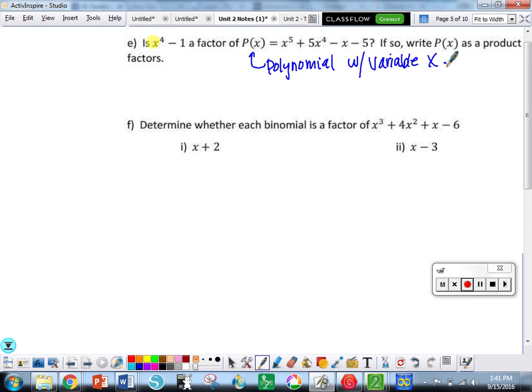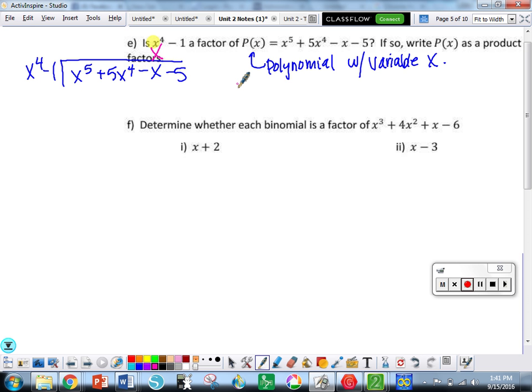So let's divide this out. X to the fourth minus 1 into x to the fifth plus 5x to the fourth minus x minus 5. Okay, we're looking at these first two terms. X to the fifth divided by x to the fourth. What is that? X. I'll put it right here.